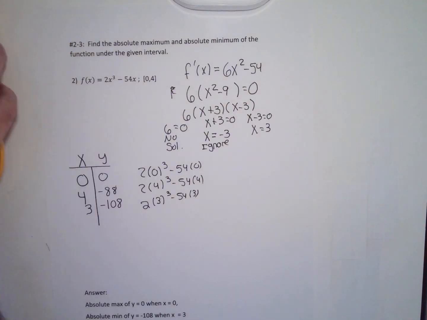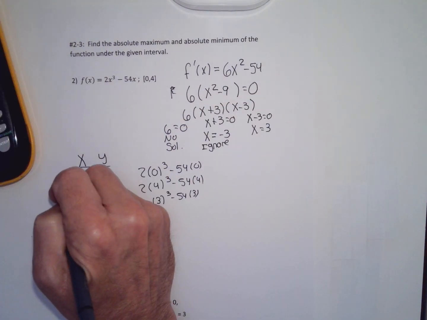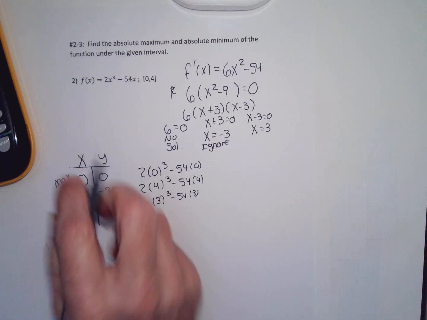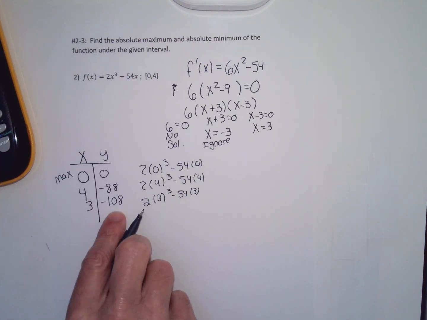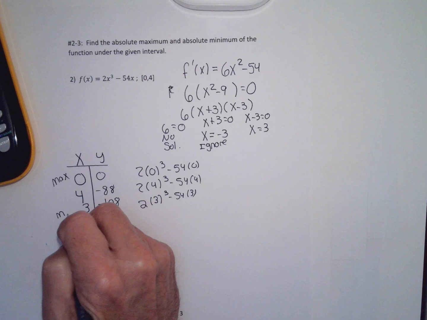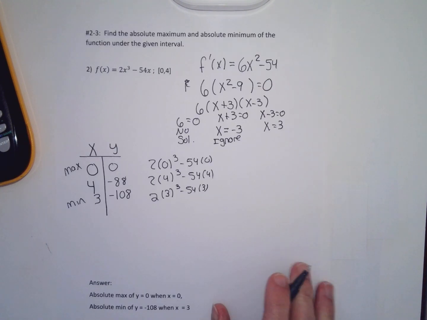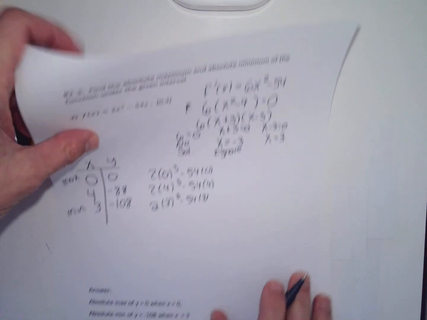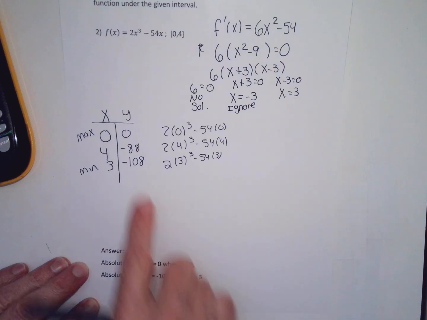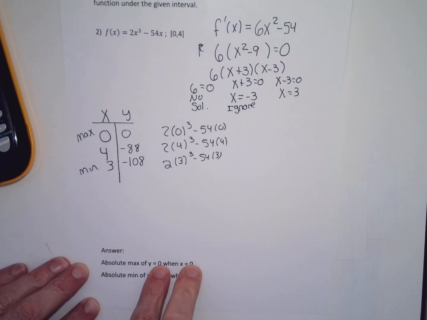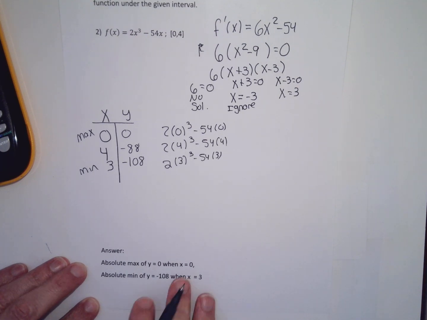So for this, the 0, 0 must be the max point because the y is the highest. The 3, negative 108 must be the absolute minimum point because its y is the lowest. So I typed up my answer. I just wrote, split the 0, 0 up between the y and the x, split the negative 108 and 3 up between the y and the x, and just wrote something that was suitable for an answer.